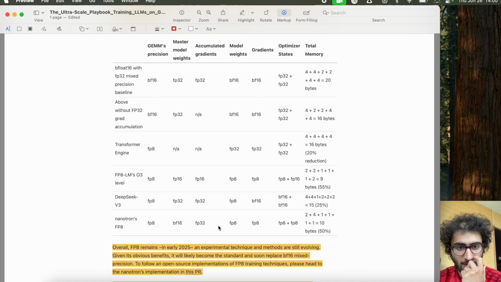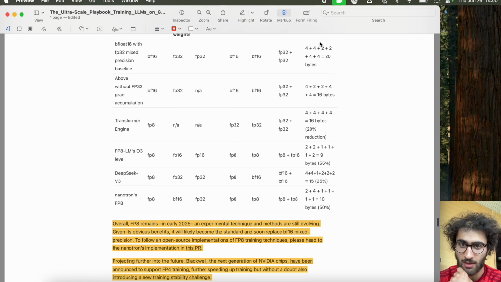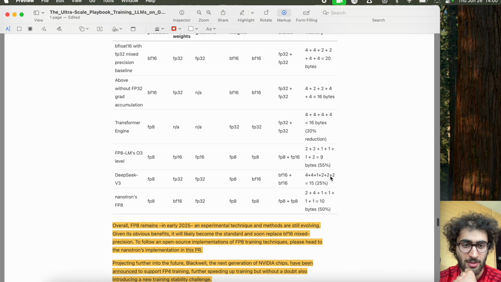So apparently the Nanotron FP8 format is the most optimized. Oh no, I didn't see the LM03 level where we have only 9 bytes stored, but you definitely take a big sacrifice in performance for this. So if they could make this stable, then I really commend them, because that's a larger than 50% memory optimization.